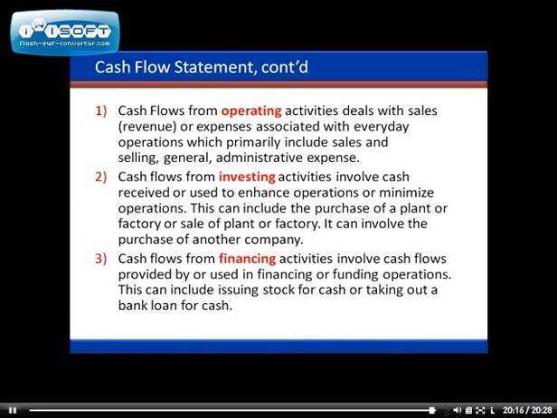Cash flows from financing activities involve cash flows provided by or used in financing or funding operations. And this can include issuing stock for cash or taking out a bank loan for cash.